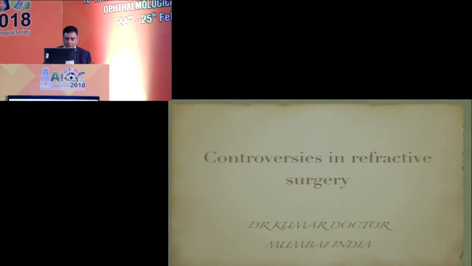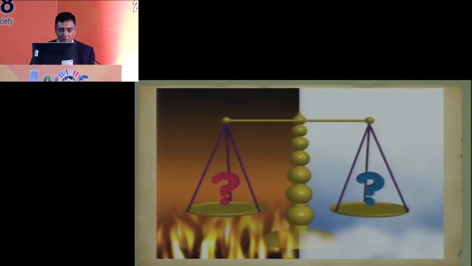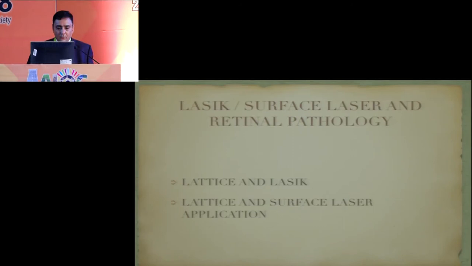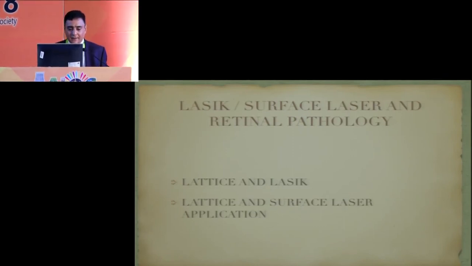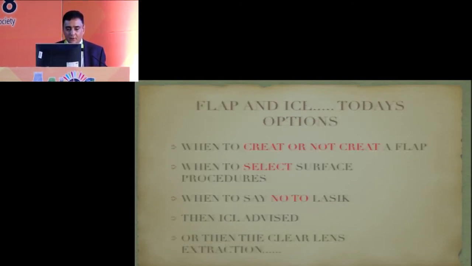I'm going to talk about when ICL can be advised or done. This controversy is always going to be there. So when can we do LASIK, surface, or retinal pathology? If a patient has lattices in the retina, you can of course laser them and then go ahead and do an application. If the patient does not want that, then you can do a surface treatment if you fear that the pressure on the eye is going to increase.